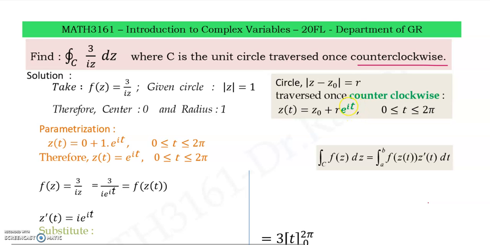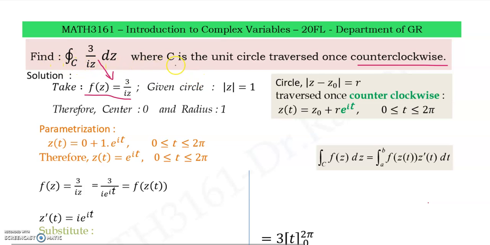Here, what is this t? t varies from 0 to 2 pi. This is the limit for t. Now from the given question we can take what f of z is. f of z is equal to 3 over i z, that is from the given integration.